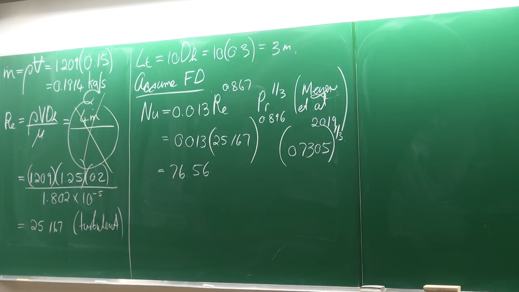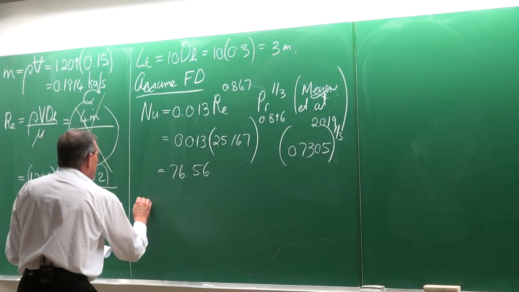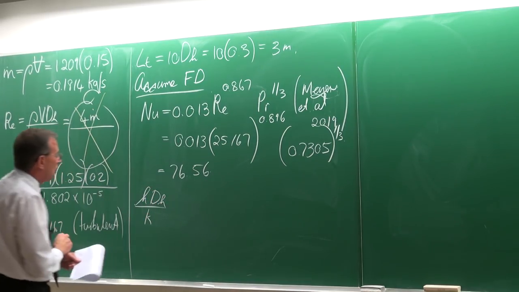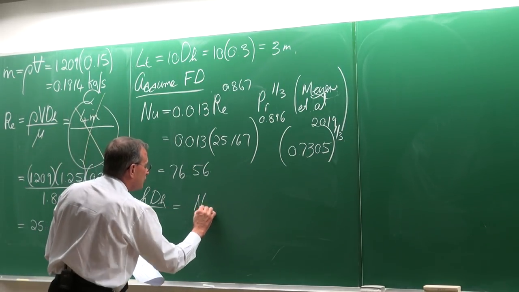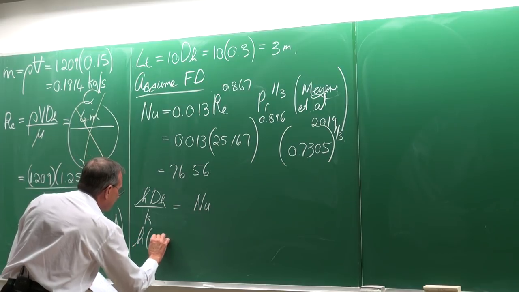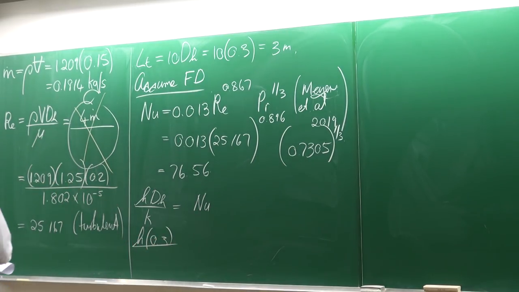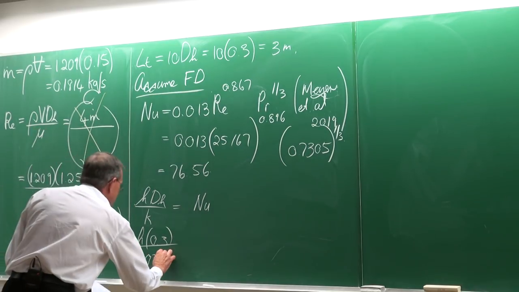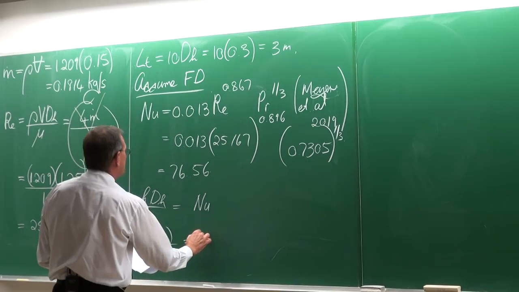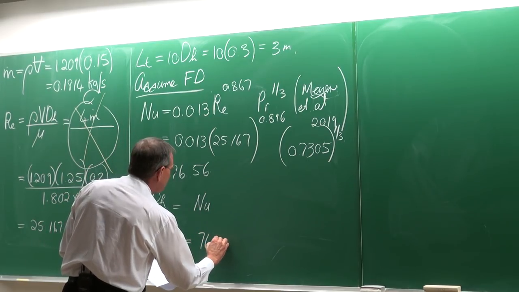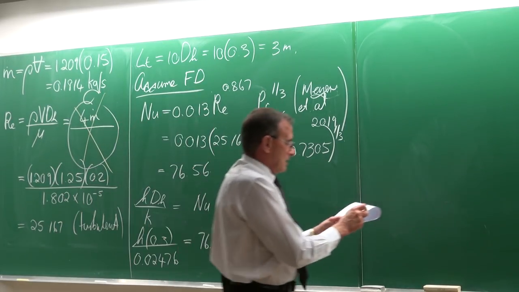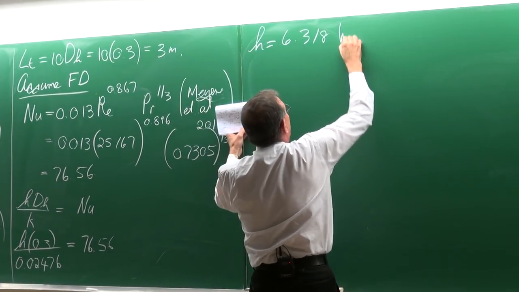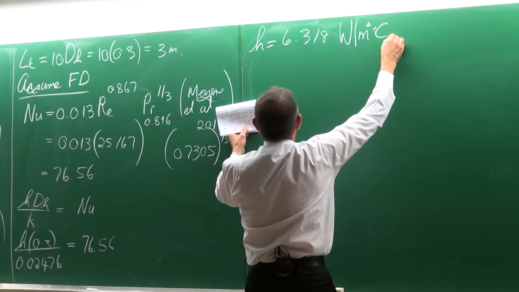Okay, Nusselt number of 76.56. Now that we've got the Nusselt number, we can say the Nusselt number is equal to the heat transfer coefficient multiplied by the hydraulic diameter divided by K. We would like to get the heat transfer coefficient. The hydraulic diameter is 0.3 divided by the thermal conductivity, which is 0.02467. It's equal to the Nusselt number that we've calculated of 76.56. And the result from that is that we can calculate the heat transfer coefficient as 6.318 watts per square meter degrees Celsius.